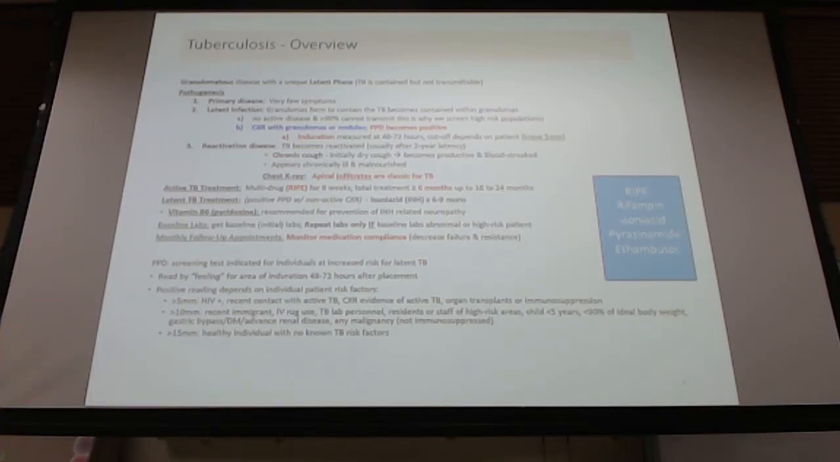The latent TB, that's going to be 6 to 9 months of INH with the B6. There are alternate treatments. This is the one I want you to know. Know that one. The alternate treatment is a shorter course of INH with one of the other drugs. This is the one I want you to know. It's still being used. According to our reference, it's still the treatment of choice initially.